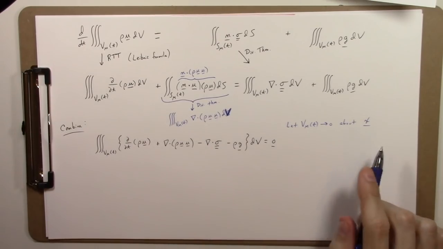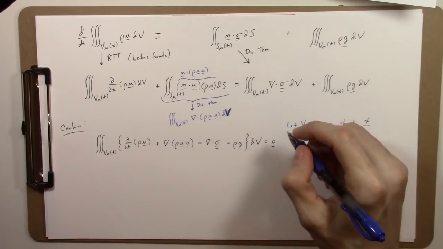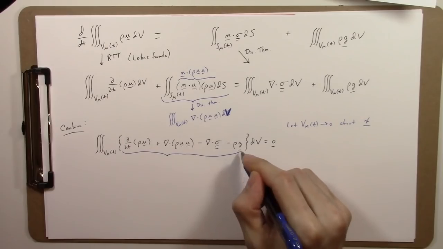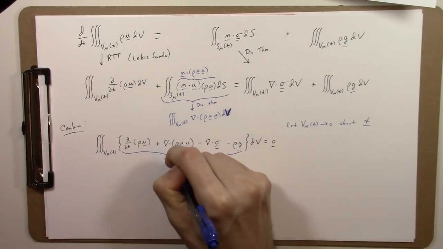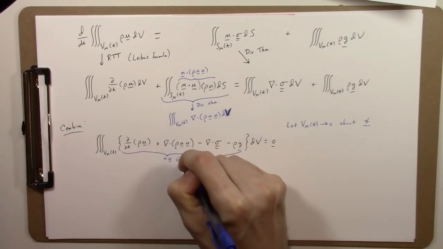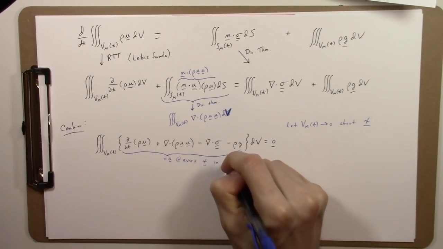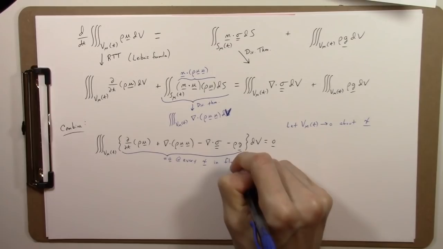And so by this argument of letting this go to 0, we can then show this integrand must be equal to 0 at every x in the fluid.